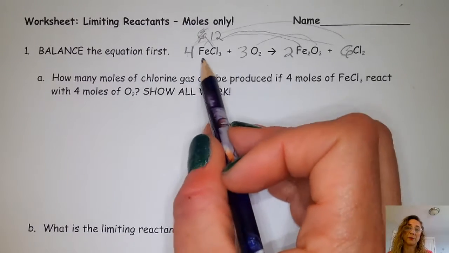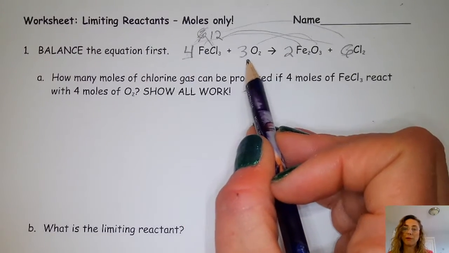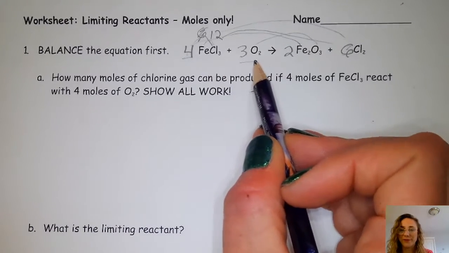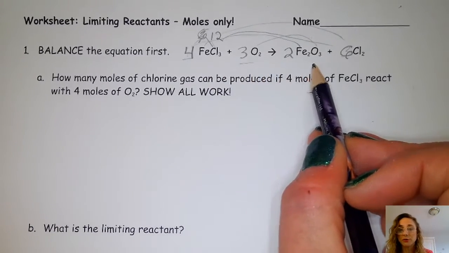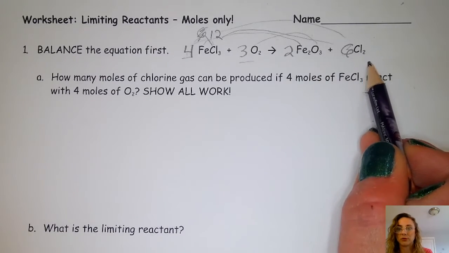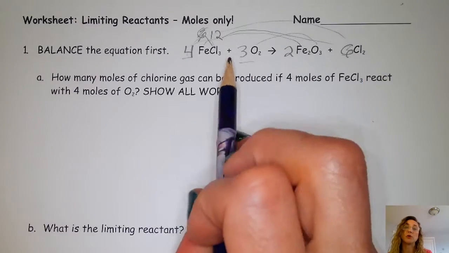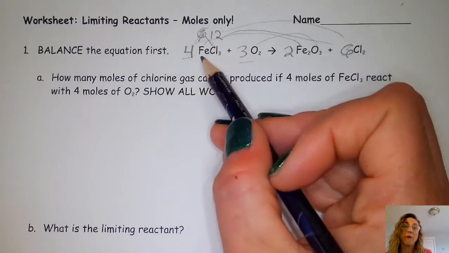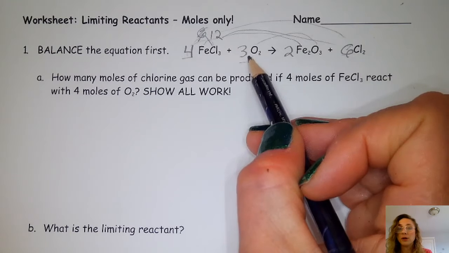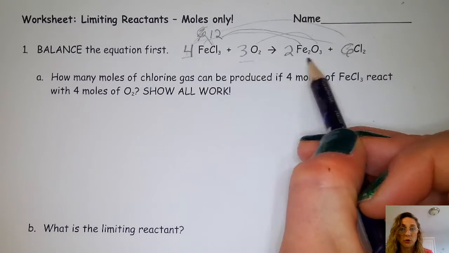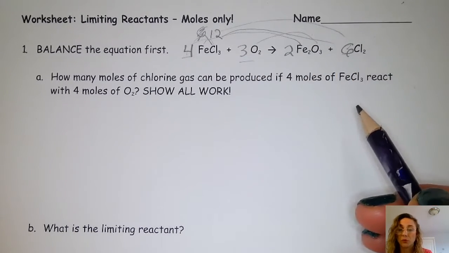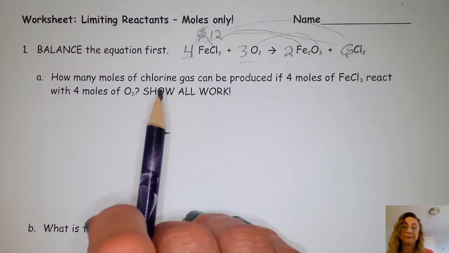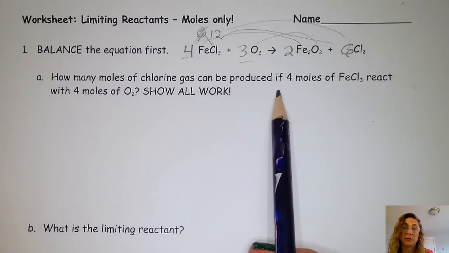So 4 molecules of iron chloride combined with 3 molecules of oxygen form 2 molecules of iron oxide and 6 molecules of chlorine gas. This also could mean moles, because moles are sets of molecules. So 4 moles of iron chloride will react with 3 moles of oxygen to form 2 moles of iron oxide and 6 moles of chlorine gas. So we can use that to determine the quantities that are going to be produced and react.